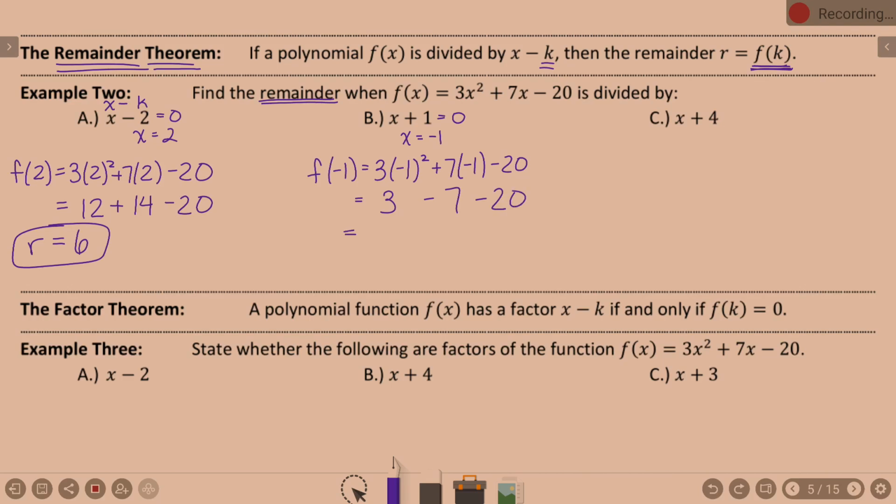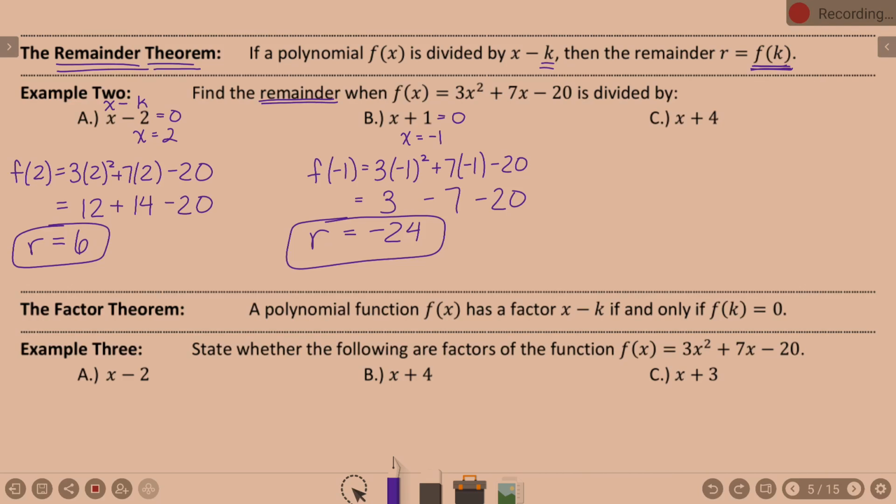What'd you say? -24. 3 minus 7 is -4, minus 20. I can go with -24. And what is that? That's your R. That's your remainder.